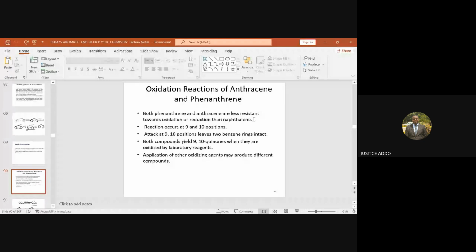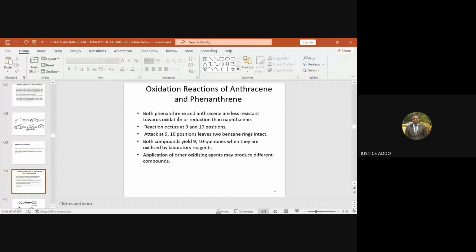We saw oxidation and reduction in naphthalene, where the different temperatures were causing either all the double bonds in the ring to be reduced or some. We saw the oxidation aspect too. Now we are comparing naphthalene to anthracene and phenanthrene, and we say that phenanthrene and anthracene are less resistant towards oxidation. All right, let's think about it.